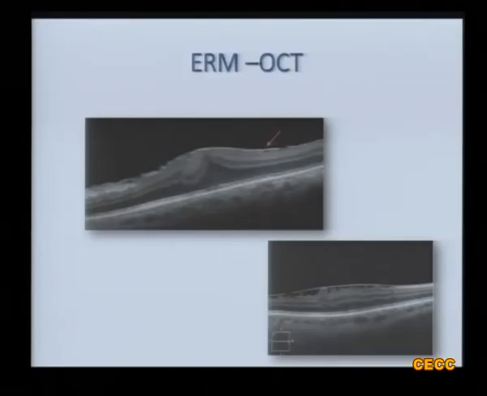An important thing is that if the patient has ERM, all the patients do not require surgery. If the vision is good, you don't interfere in these patients. You keep on following up the patients with repeated OCTs, and you may be able to demonstrate an increase in the thickening of the macula over a period of time. And if this is associated with a decrease in vision, then that is an indication for surgery.